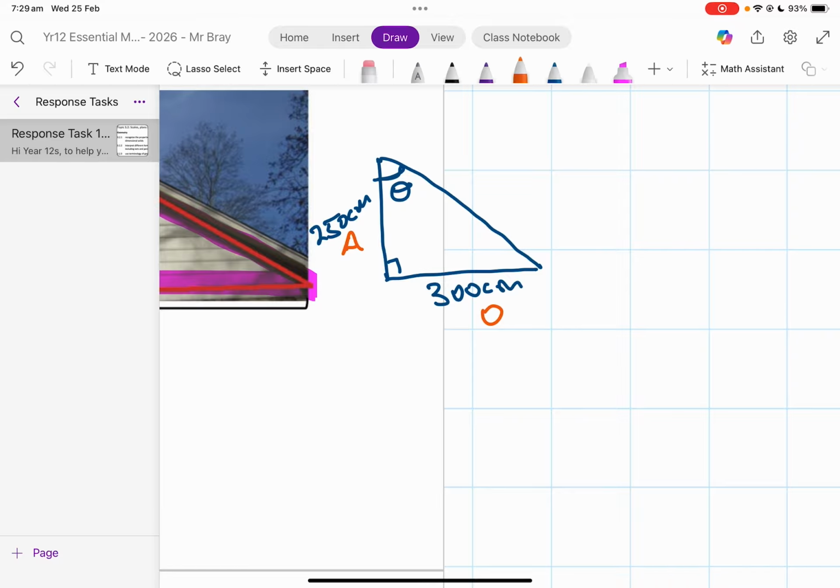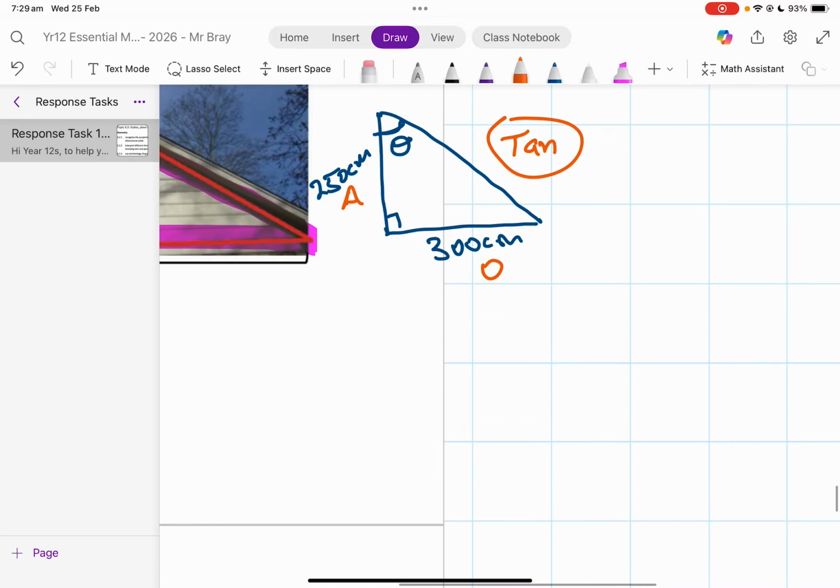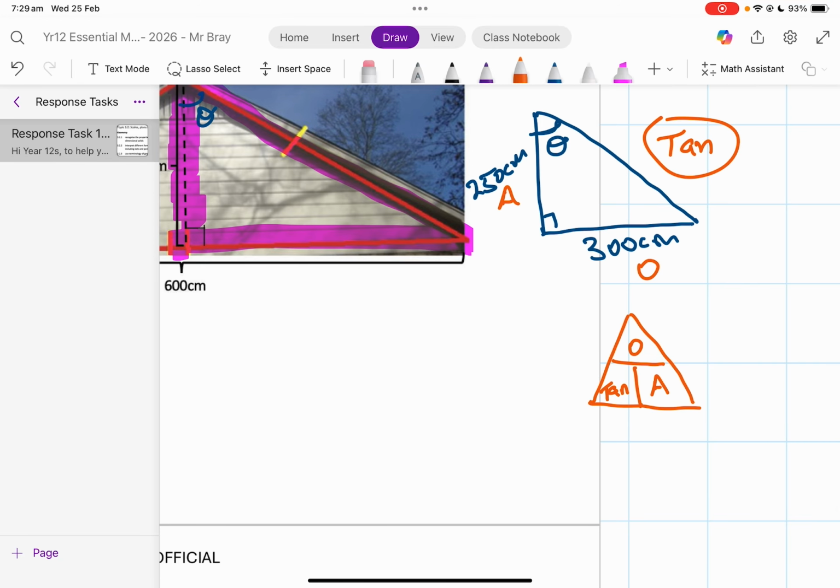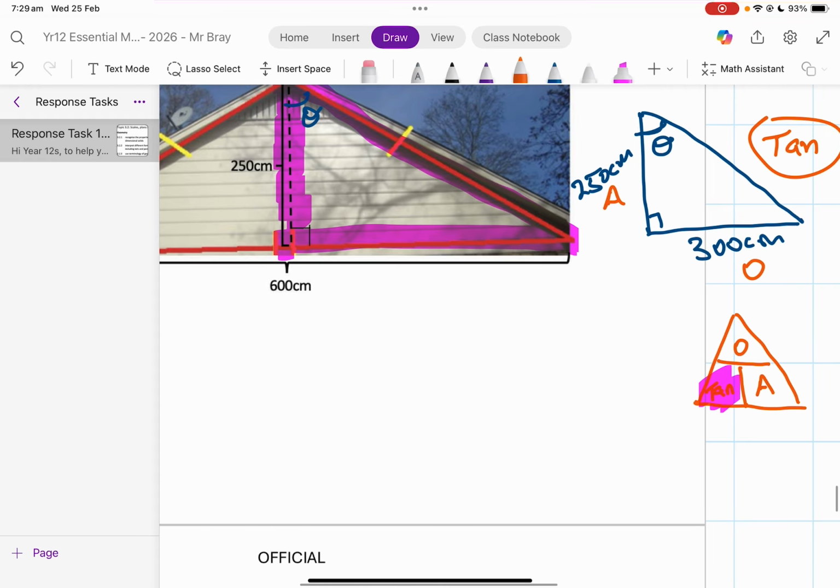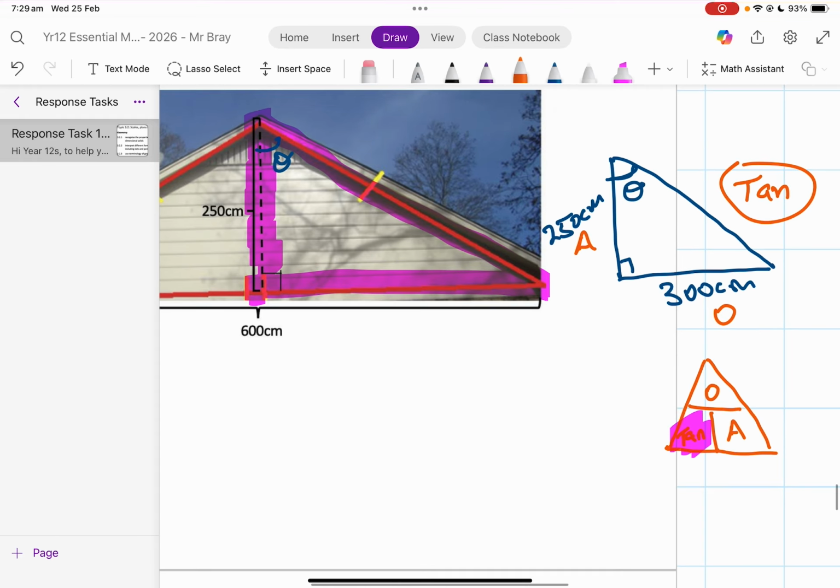So that means we're going to be using tan, right? It's the TOA part of SOHCAHTOA. If we go and look at our trigonometry pyramids, we should find it looks a bit like that. And because I'm solving for the angle, I'm going to cover the tan part with my thumb and start my equation with that. So I'm going to start my equation with tan of theta equals opposite divided by adjacent.